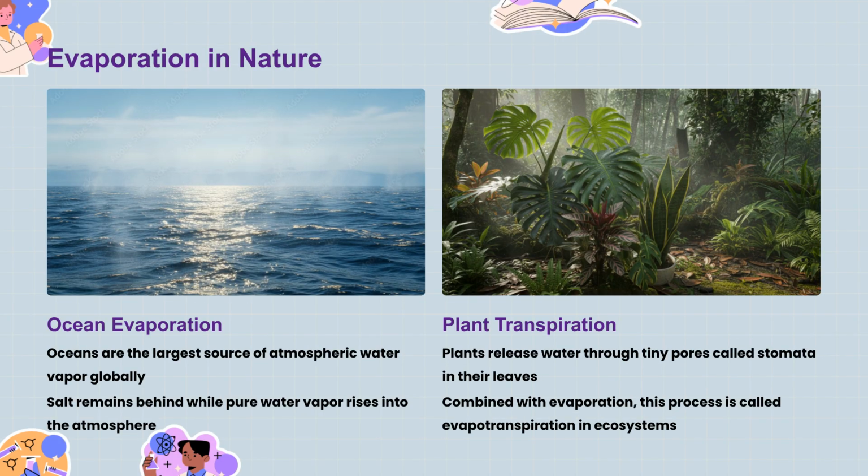In nature, ocean evaporation is the largest source of atmospheric water vapor, leaving salt behind. Plants release water through transpiration. Evaporation and transpiration combined form evapotranspiration in ecosystems.